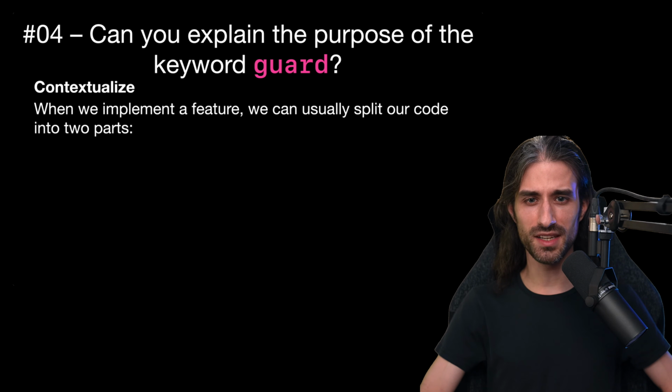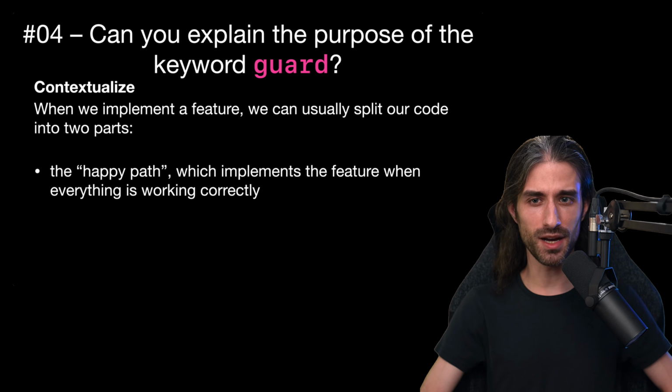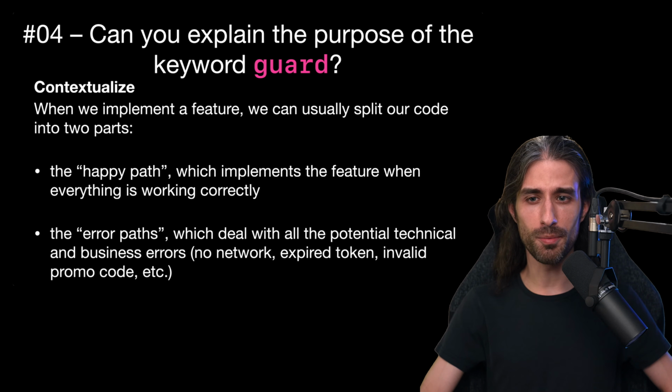You can start by saying that when we implement a feature in an iOS app, we usually split our code into two parts. First, we have what we call the happy path, meaning the code that implements our feature assuming that everything is working correctly. And then we also have the error paths, which deal with all the potential technical and business errors that can happen.